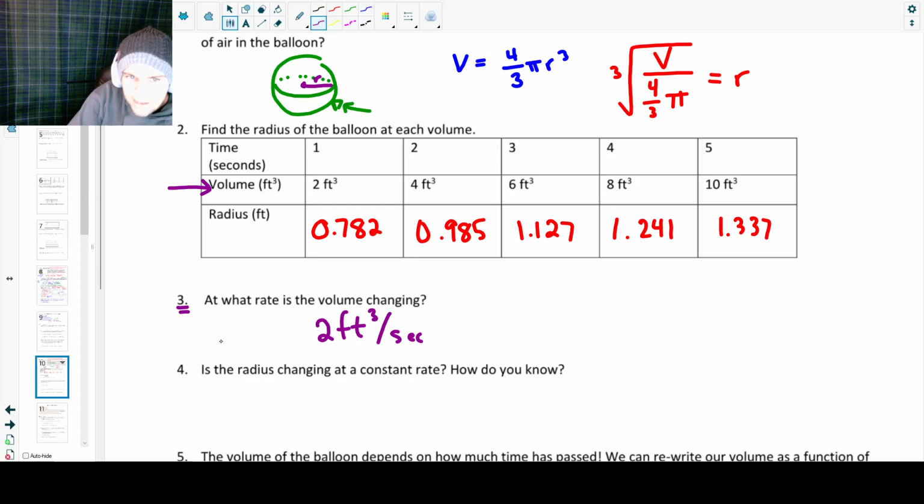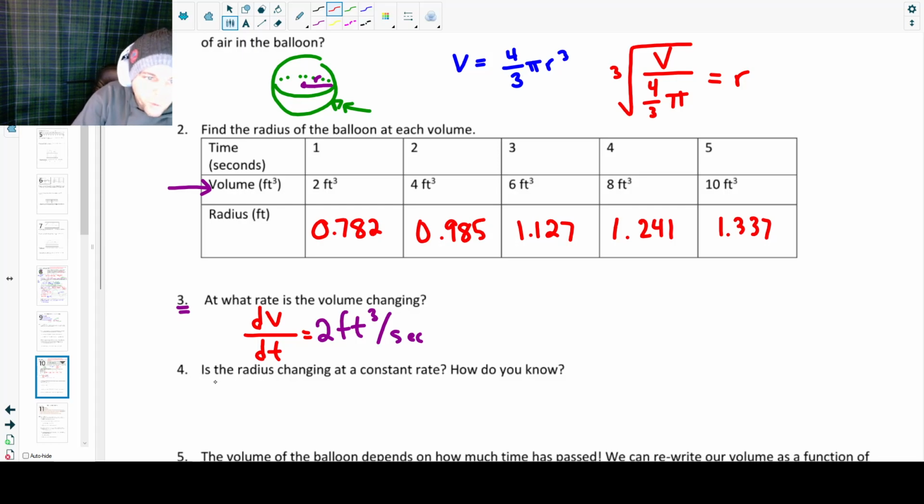Now, some notation to go with this. This is known as the change in volume, because that's what 2 feet cubed is. That's how our volume is changing per our change in time. So this is dV/dt. That's going to be some important notation for us to be aware of. A lot of times we're going to write our rates in terms of what they mean in this way: change in volume per change in time.